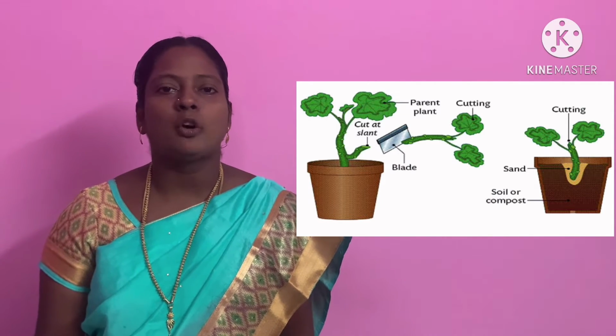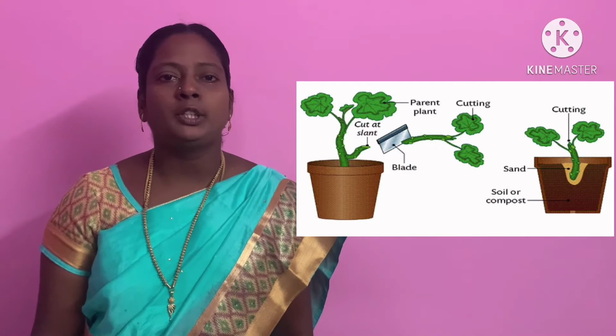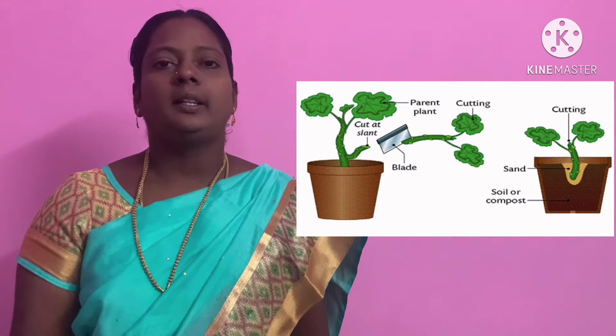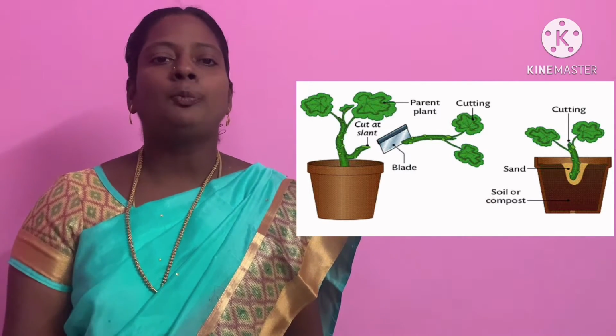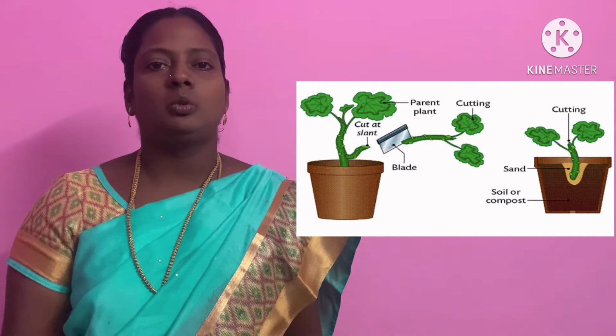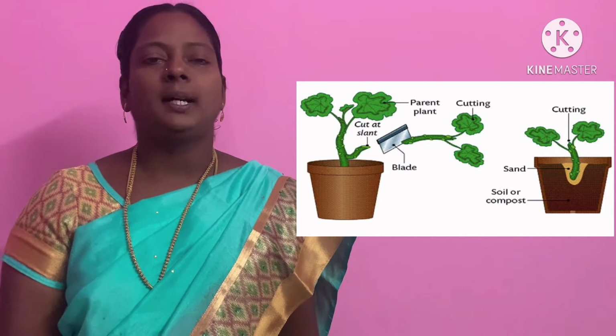Many different types of roots exhibit vegetative reproduction. In asexual reproduction, new plants are produced from roots, stems, buds and leaves.